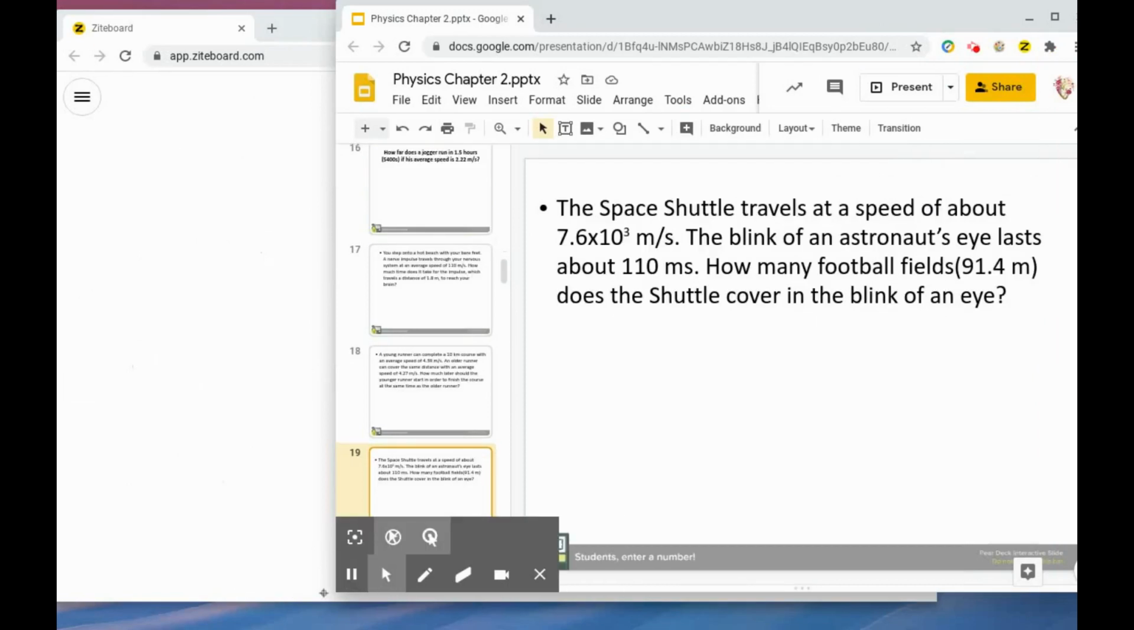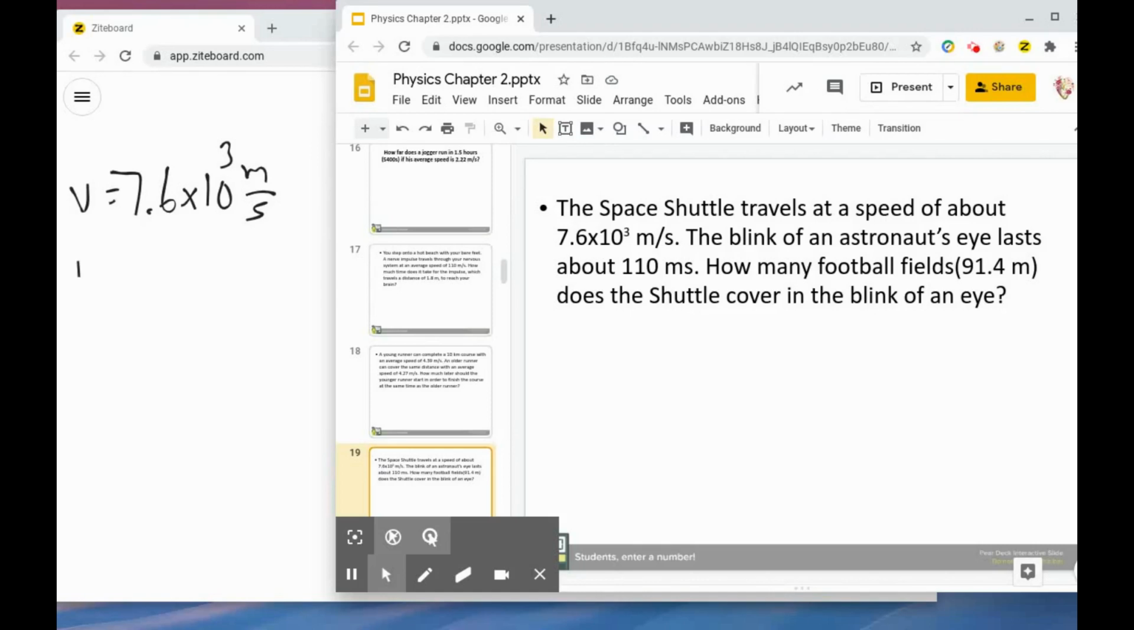In this next problem, it says we have a space shuttle traveling at a speed of about 7.6 times 10 to the third meters per second. So V equals 7.6 times 10 to the third meters per second. The blink of an astronaut's eye lasts about 110 milliseconds. How many football fields does the shuttle cover in the blink of an eye?